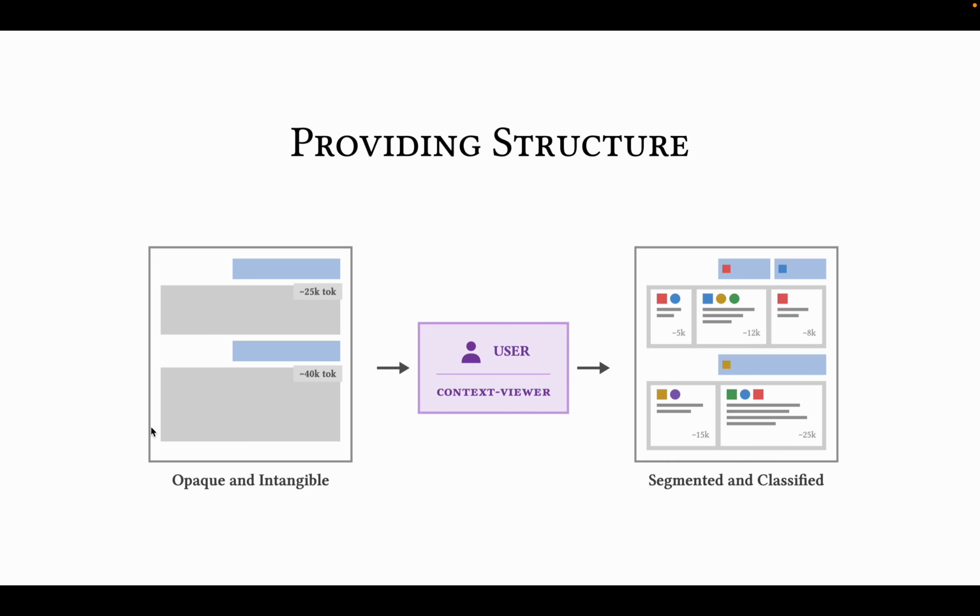LLM contexts are typically seen as walls of text that happen to be monolithic or, at best, large JSON blobs. These are seen as opaque and intangible, and they can't be analyzed without pulling them apart. Context Viewer enables a way of doing that using semantic segmentation and classification.